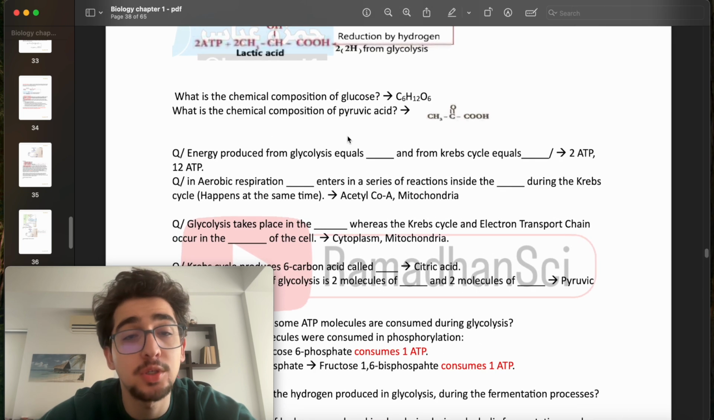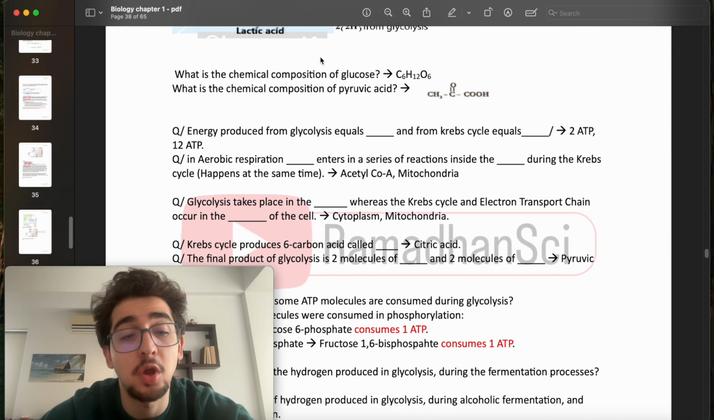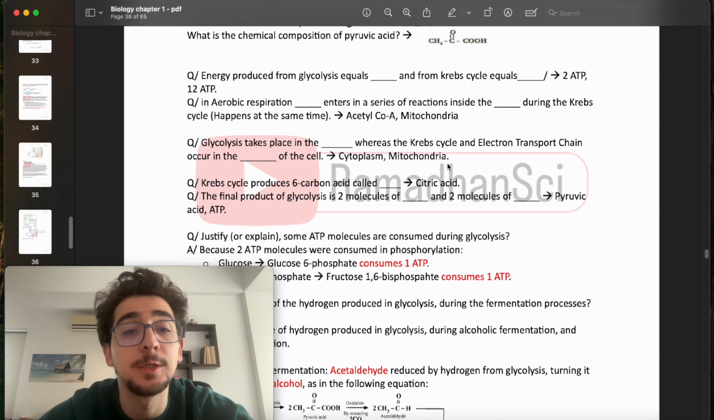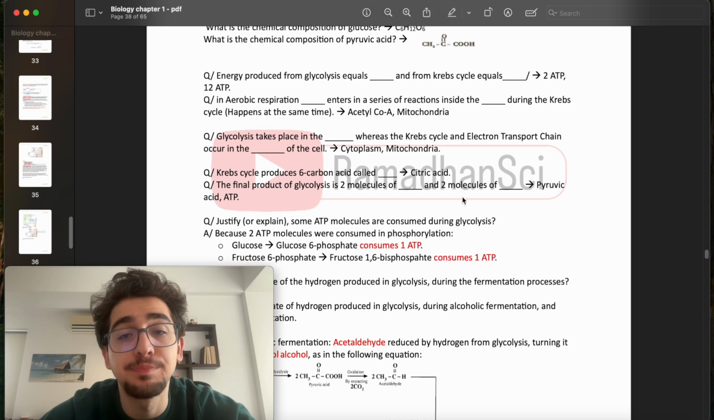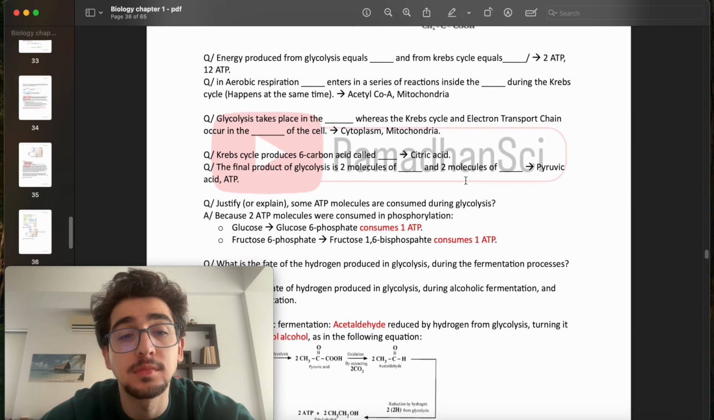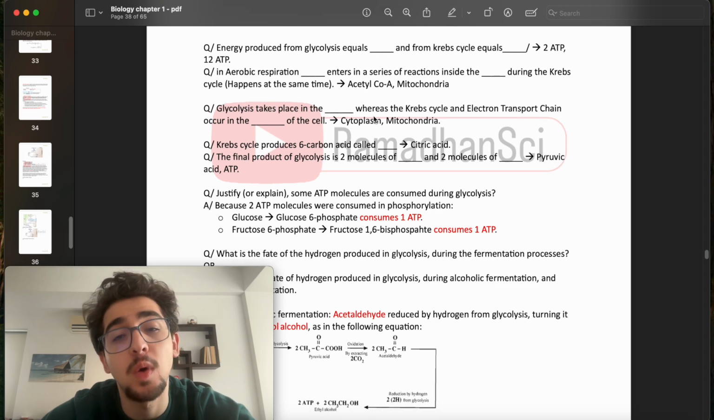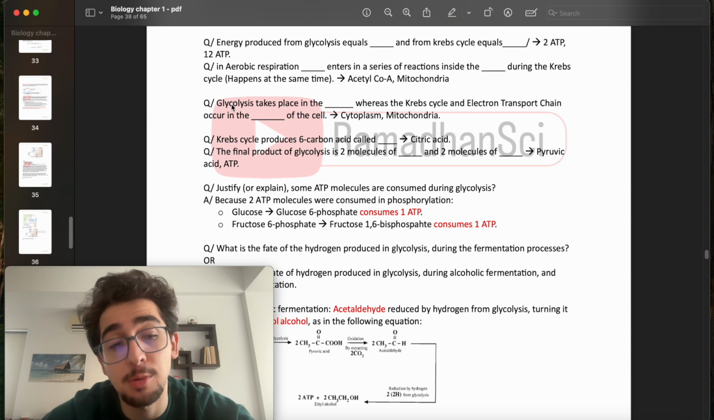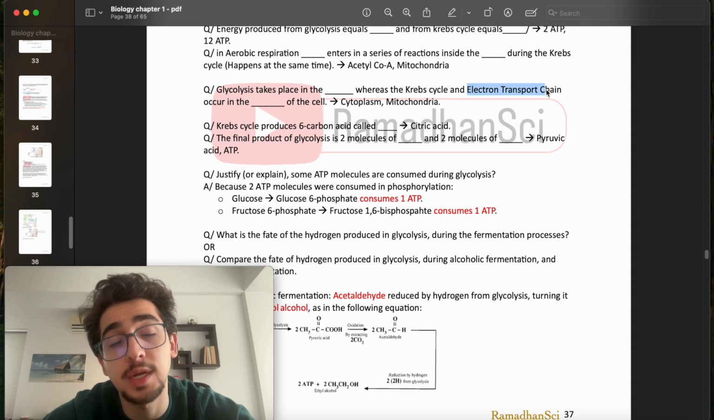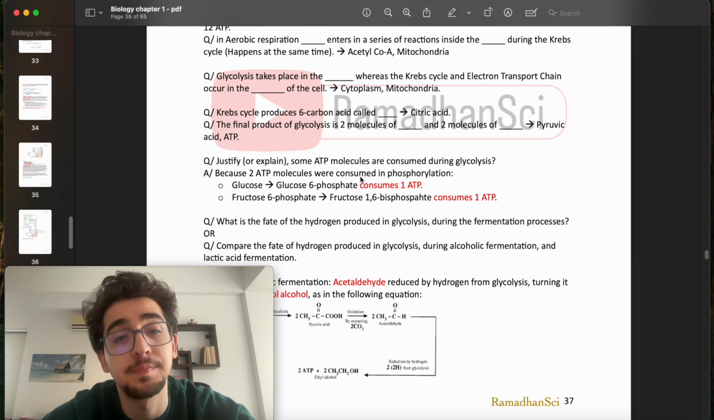You can have questions like, what is the chemical composition for each of the following, and they tell you pyruvic acid. You will write down the formula here. Also pay attention to where each process takes place. As I said, glycolysis takes place in the cytoplasm, as well as fermentations. But the Krebs cycle and the electron transport chain take place in the mitochondria.